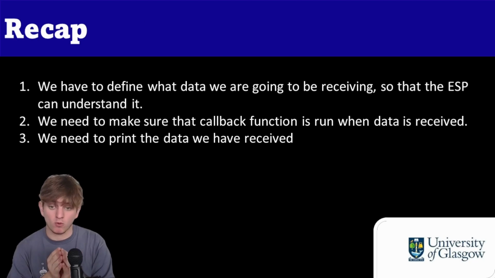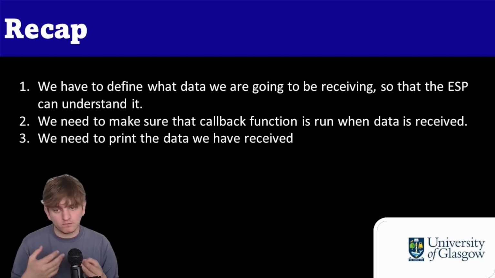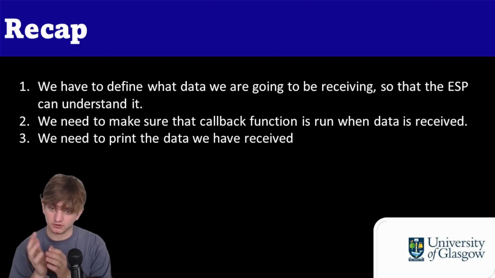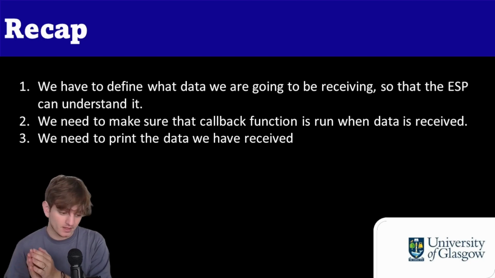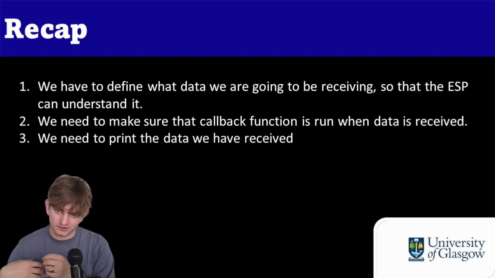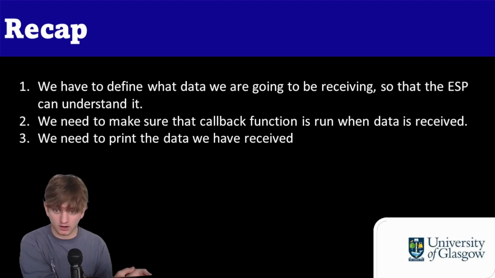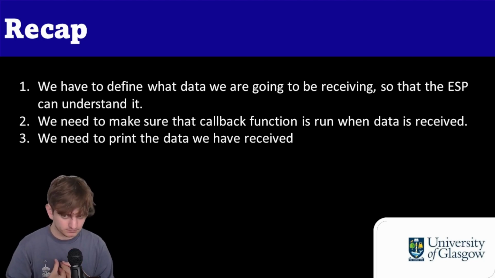Let's quickly recap what we need to achieve in this script. First, we're going to have to define what data we're going to be receiving. Now, why do we need to do that? Well, if you remember the last video, we had to define a custom structure so that we could send all of our data in one variable. The thing is that the other ESP has not necessarily ever seen that structure before. So we're going to have to define what that structure will look like in the new script so that it can understand what we've sent.